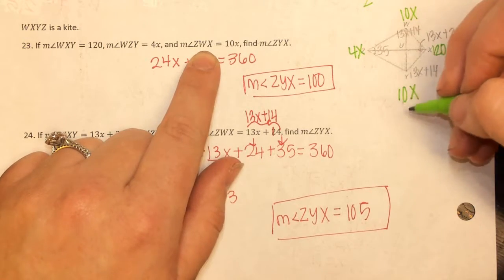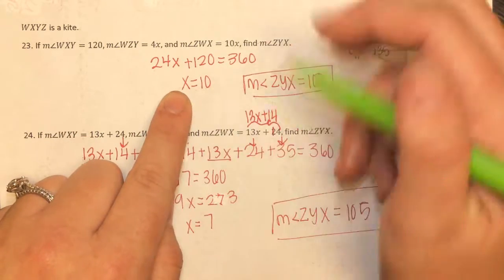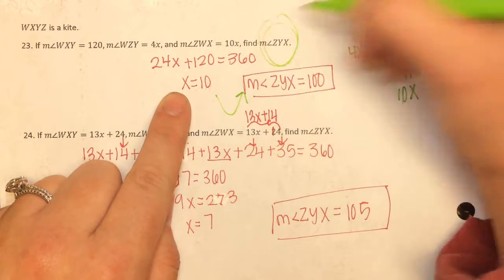So all the interior angles are still going to equal 360. Add all these together, set them equal to 360, solve for x, and plug back in to find the angle measure you're wanting.